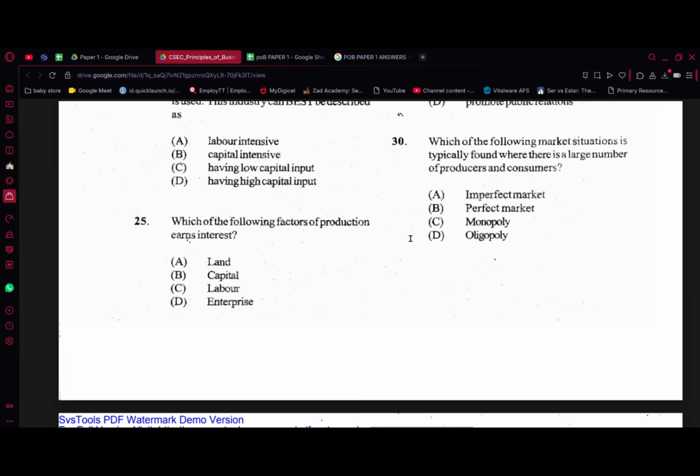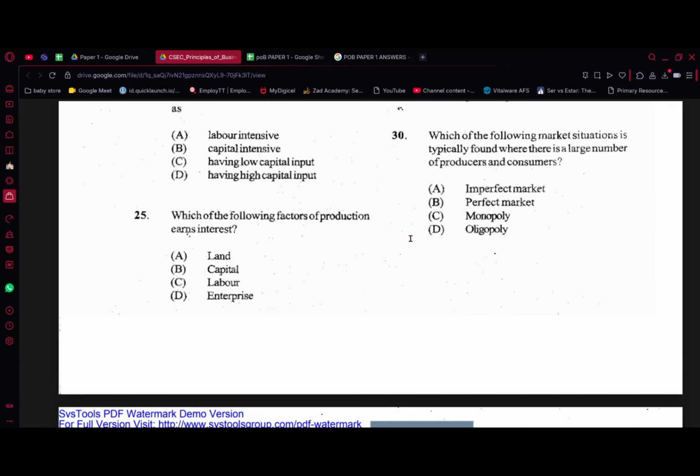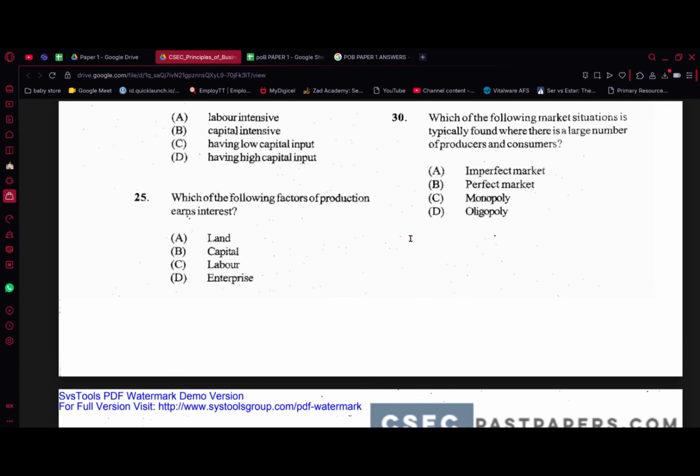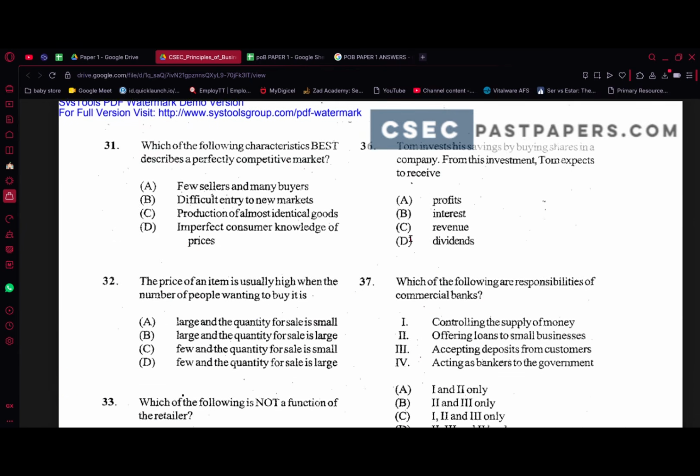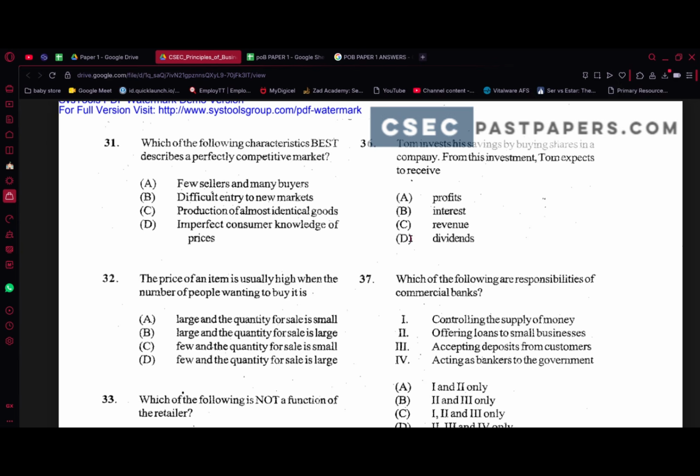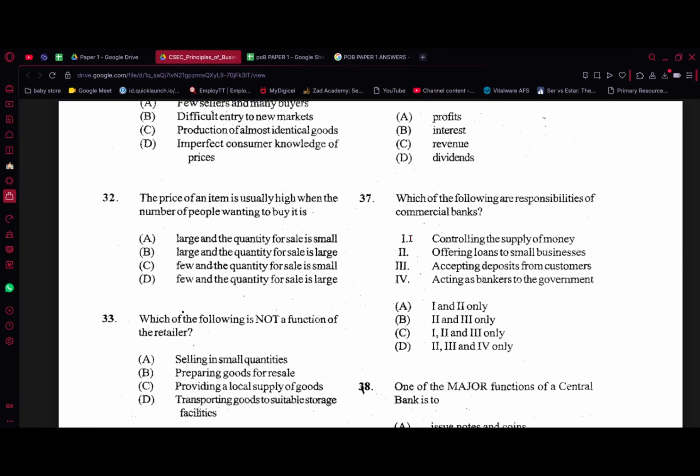30. Which of the following market situations is typically found where there is a large number of producers and consumers? The answer is B. Perfect market. 31. Which of the following characteristics best describes a perfectly competitive market? The answer is C. Production of almost identical goods.